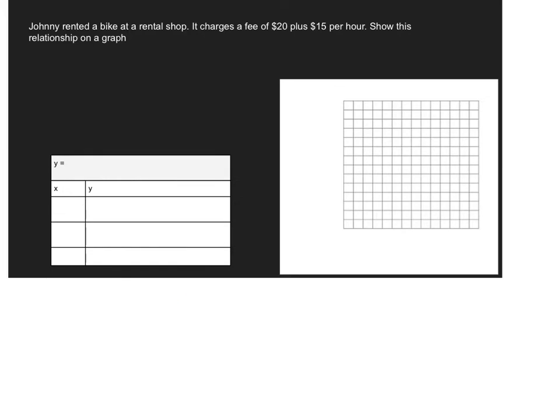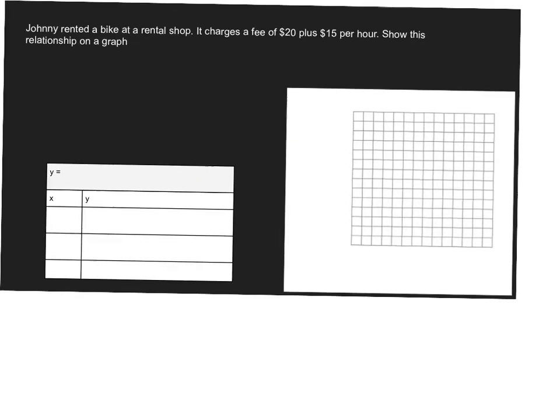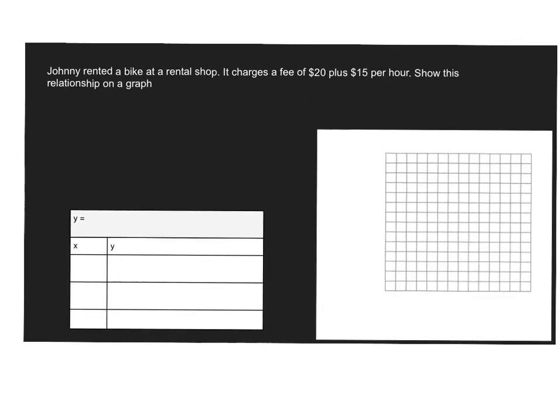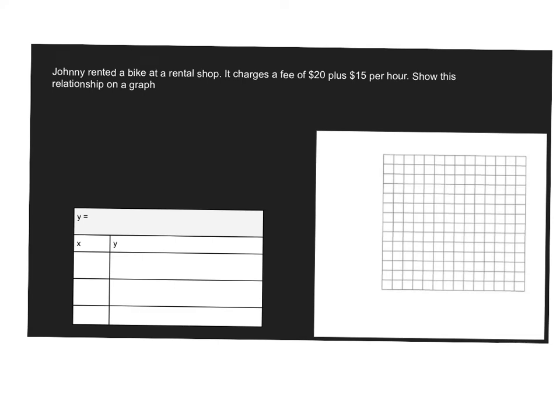Here's another equation. Johnny rented a bike at a rental shop. It charges a fee of $20 plus $15 per hour. Show this relationship in a graph. So the first thing we can do is create an equation, which we've done before. So y is equal to 15x plus 20. This is your constant, this is your variable, and the output.